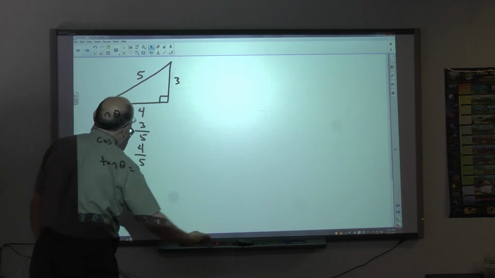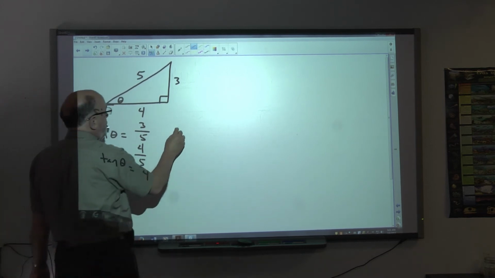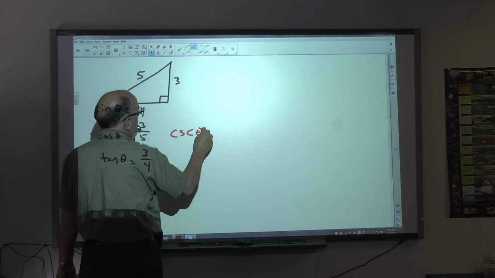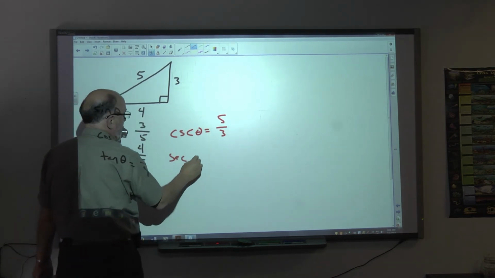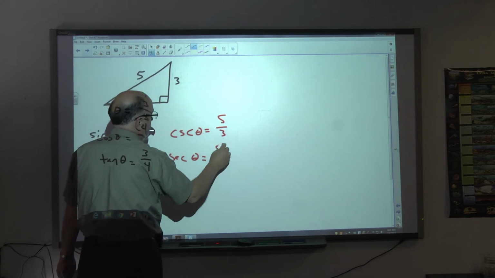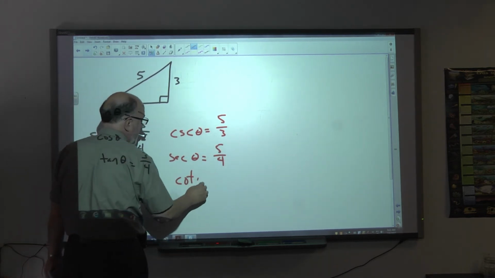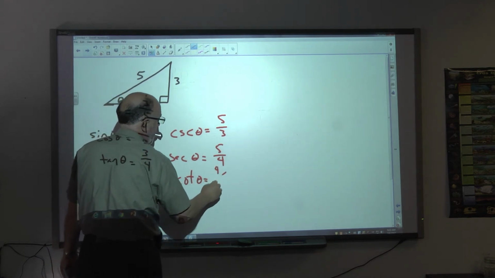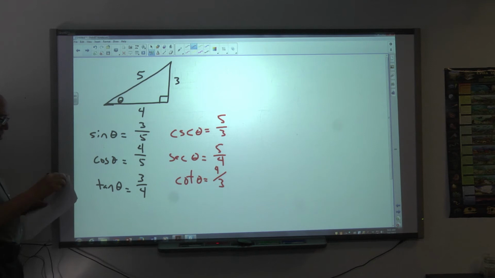And then if I want to write out the other 3, well, they're just reciprocals of the first 3. So cosecant is going to be 5 over 3. Secant is 5 over 4. And then cotangent is 4 over 3. And so we have all the fractions for all 6 trig functions.